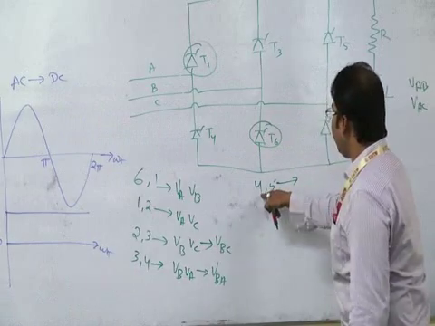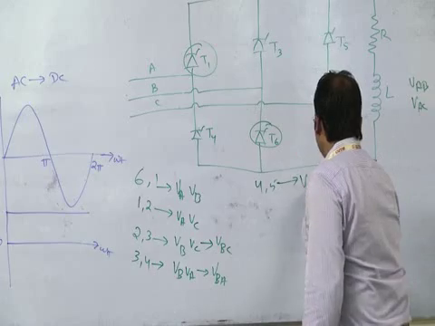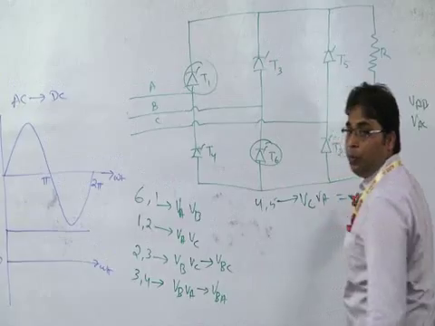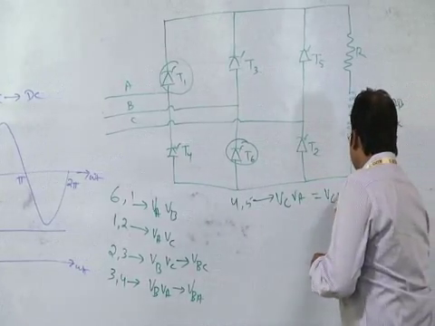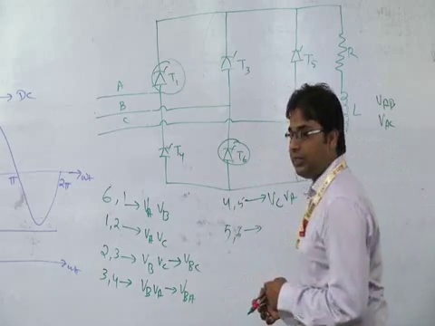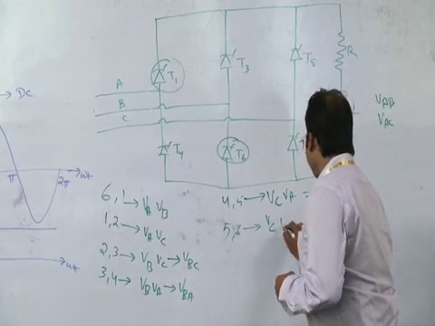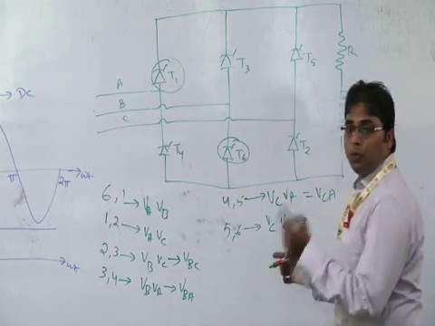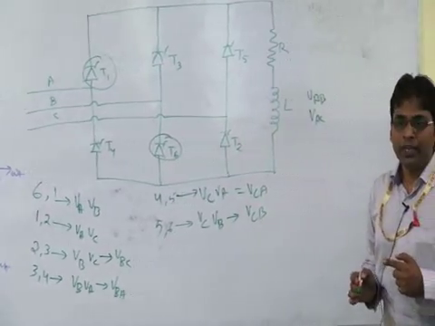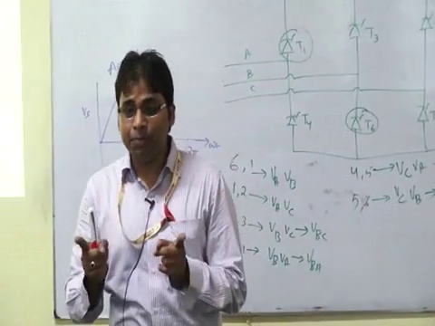Similarly, next 4, 5. Which phases for 4, 5? 5 upper means VC and 4 is VA. So the output voltage will follow the line voltage VCA. Next, 5, 6. For 5, VC and for 6, VB. So the output voltage will follow the line voltage VCB. So that's the difference between a 3-pulse rectifier and a 6-pulse rectifier.